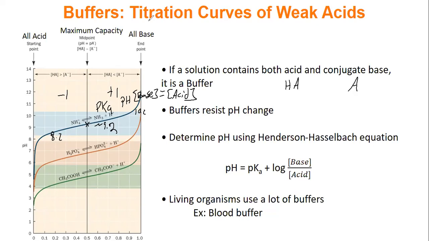Now, I will say that if the amount of base and acid is the same, that's the maximum range you can get. But in practice, a lot of the time you won't make it 50-50. For example, if you're doing an experiment and you know there's going to be a lot of acid in your experiment, then you might want to make your buffer with more base in it.